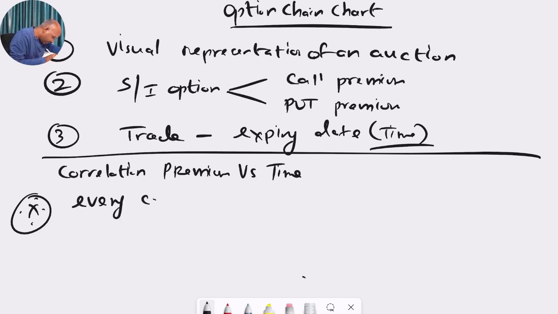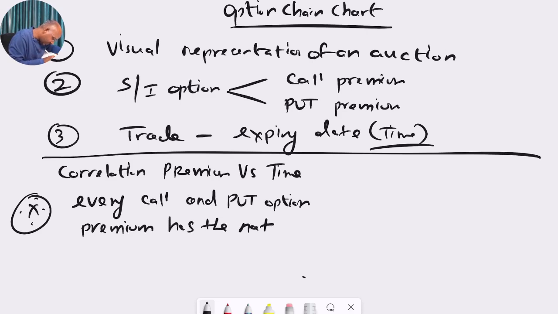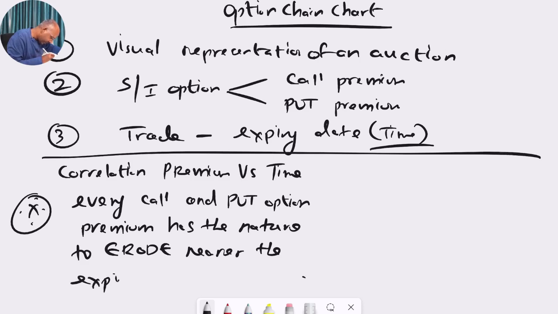Every call and put option premium has the nature to erode nearer the expiration date. This is a very important point, which means all the call option and put option premiums of a stock or an index will decrease over a period of time as they approach the expiration date, which we will discuss in detail in the next section.